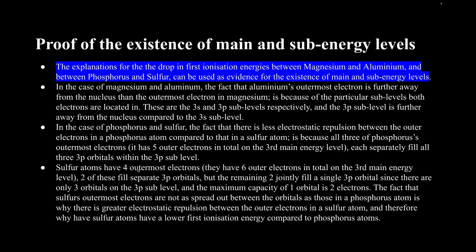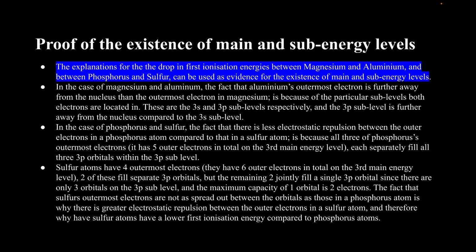atoms have 4 outermost electrons. They have 6 outer electrons in total on the third main energy level, and 2 of these, like we said before, fill separate 3p orbitals, but the remaining 2 jointly fill a single 3p orbital, since there are only 3 orbitals on the 3p sublevel and the maximum capacity of one orbital is 2 electrons.